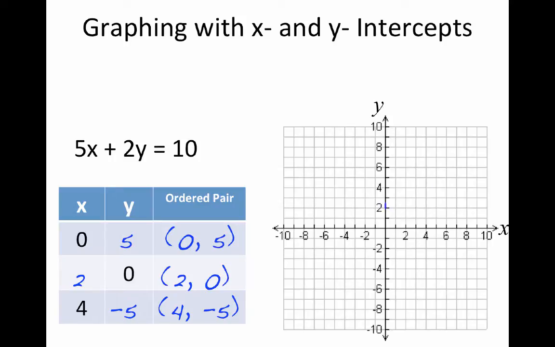Here's the points. When x is 0, y is 5. When x is 2, y is 0. And when x is 4, y is negative 5. You can see those points all fall on a straight line. That straight line is the graph of 5x plus 2y is equal to 10. And any point on that line is a solution to the linear equation 5x plus 2y is equal to 10.